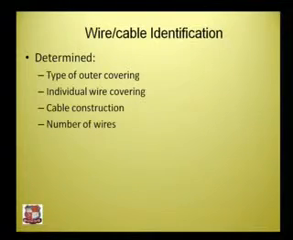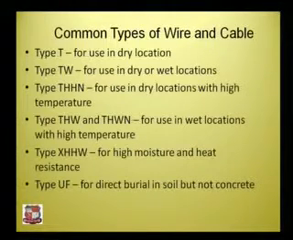Okay, so we covered almost all the kinds of cables, the different types of cables and their applications. Next we are going to see how to identify a wire or a cable, right? You can determine the wire or cable by four criteria: the type of outer covering, the material that you are using, the individual wire covering, then the type of construction, how it is constructed, and then the total number of wires that the cable is using.